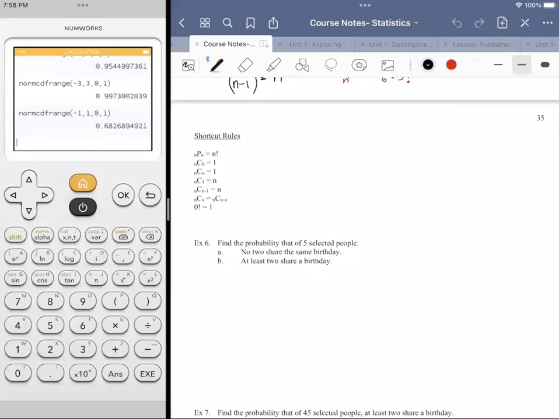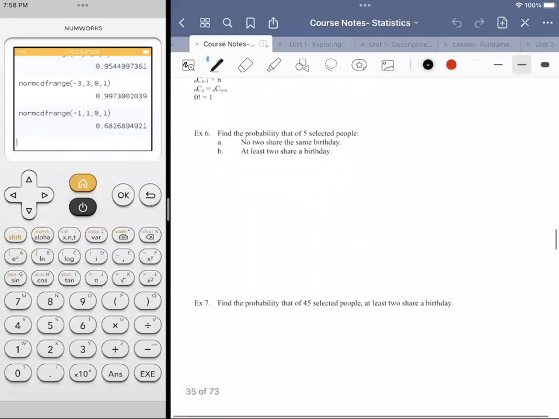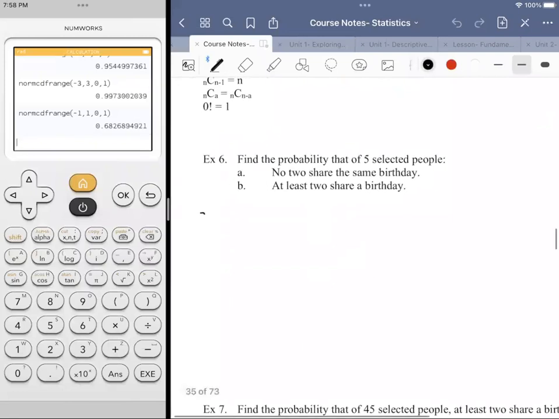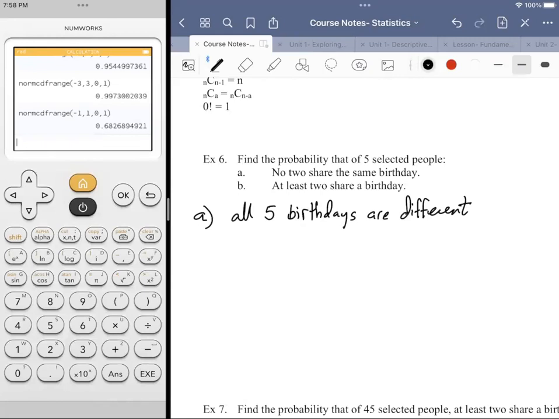So example 6 on page 35: find the probability that of 5 selected people, no 2 share the same birthday. We'll start with that anyway. Part A. No 2 sharing the same birthday means that all 5 birthdays are different.